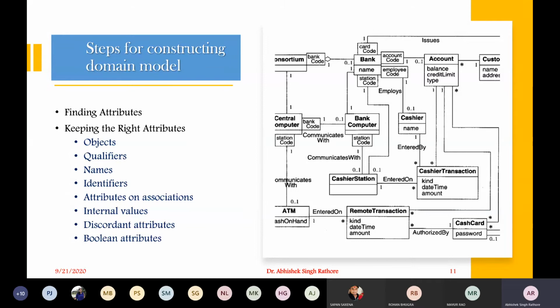Now the next thing is that once we have identified all those attributes, then we'll go for keeping the right attributes with us. So this is my next criteria for constructing our domain model. When we are keeping the right attributes, we have to eliminate the unnecessary and incorrect attributes with the following criteria. So what are the following criteria?